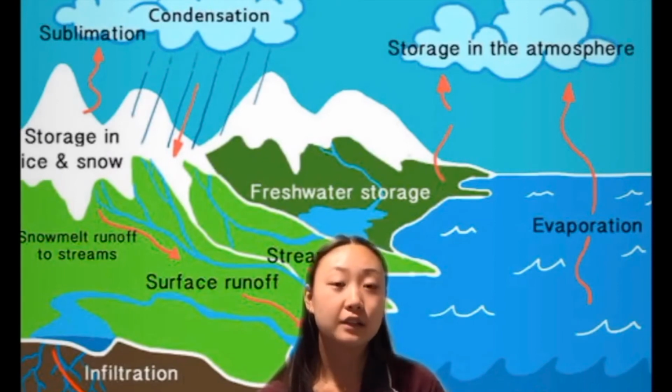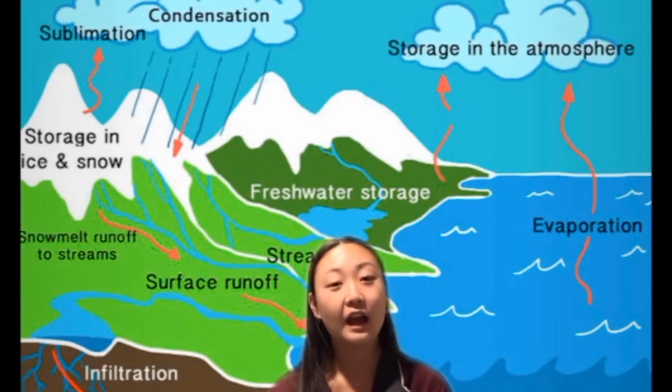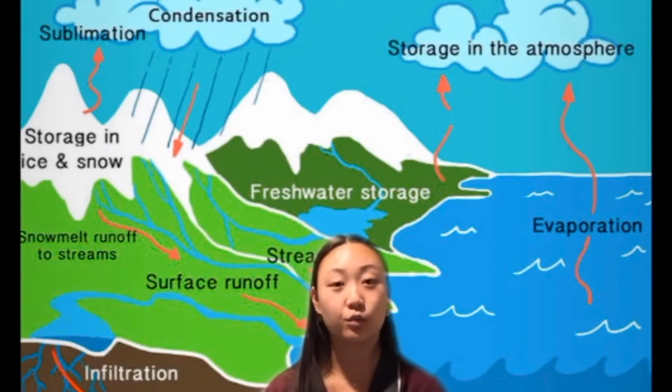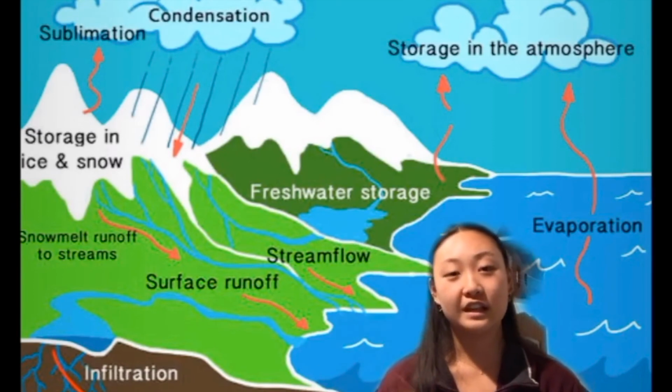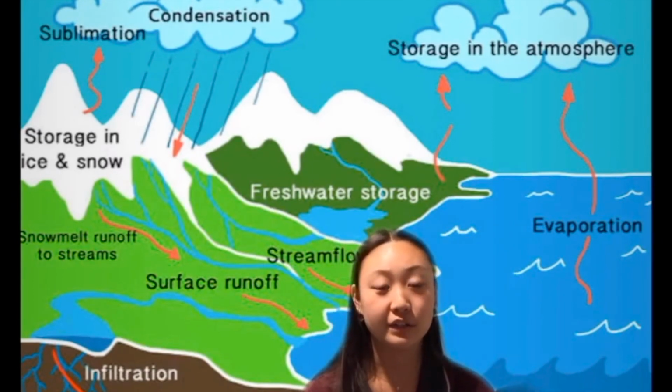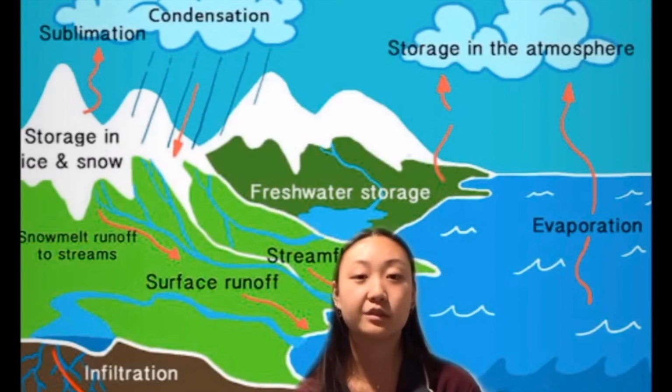When the water is soaked into the ground, that process is called infiltration. And once the infiltration happens, the water will then be transferred into groundwater, which is an underground place for storage. If the water flows to different bodies of water, it will then be called surface runoff.